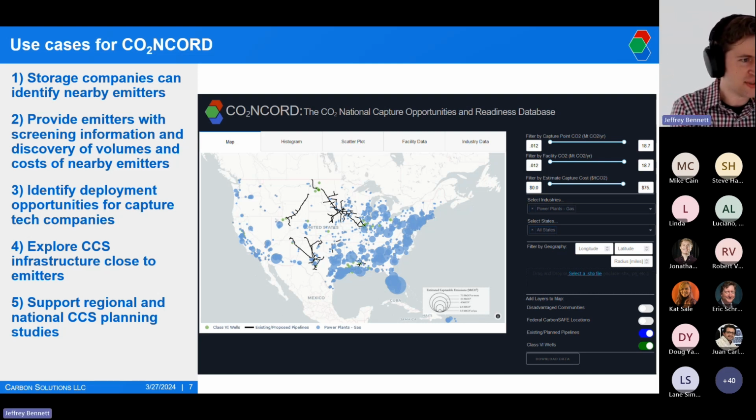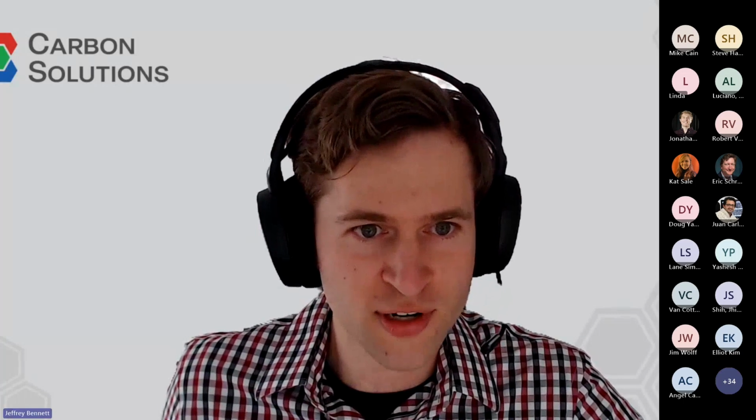I won't go through every example, but the last use case I'll point out is to support things like regional and national planning studies, which is what Kat will be showing later for the white paper. All right, so next I'm going to change gears and move to demonstrate the web application. So I'm going to stop presenting for just a second, and now I'm going to share my browser.